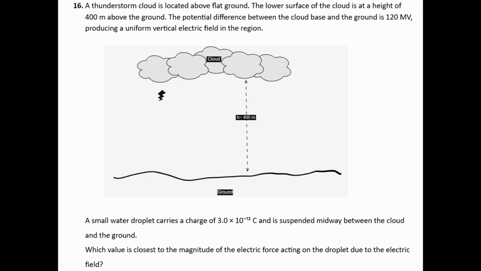Question 16. A thunderstorm cloud is located above flat ground. The lower surface of the cloud is at a height of 400 meters above the ground. The potential difference between the cloud base and the ground is 120 megavolts, producing a uniform vertical electric field in the region. A small water droplet carries a charge of 3.0 × 10^-12 coulombs and is suspended midway between the cloud and the ground. Which value is closest to the magnitude of the electric force acting on the droplet due to the electric field?